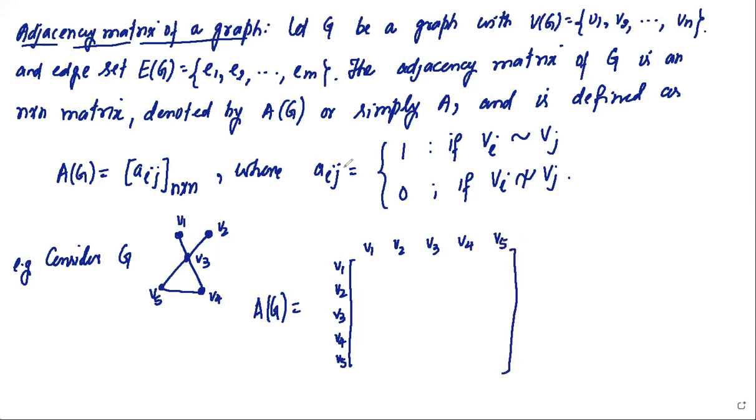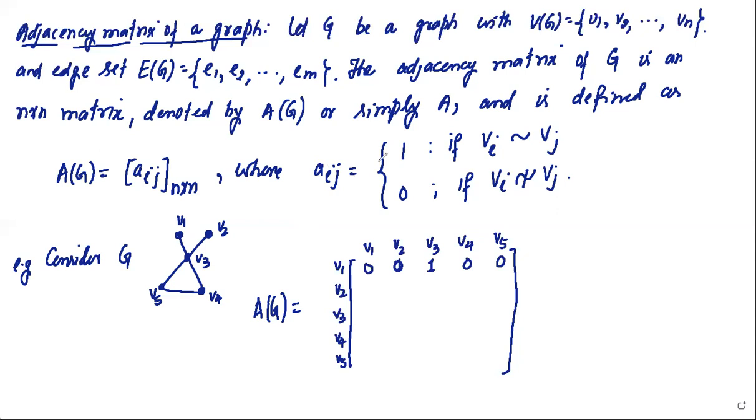Now the ijth entry is defined to be equal to 1 if vertex Vi is adjacent with the vertex Vj. Now obviously, since the graph has no loop, V1 is not adjacent with V1, so this entry is equal to 0. Now here in the graph, we can see that V1 and V2 are not adjacent, so this entry is equal to 0. Now V1 is adjacent with V3, so this entry is equal to 1. V1 is not adjacent with V4, and also V1 is not adjacent with V5. So these two entries are also equal to 0.